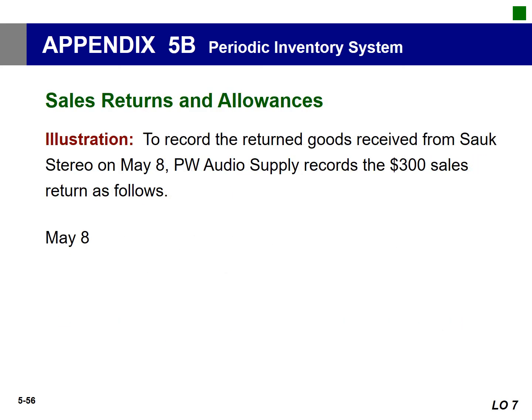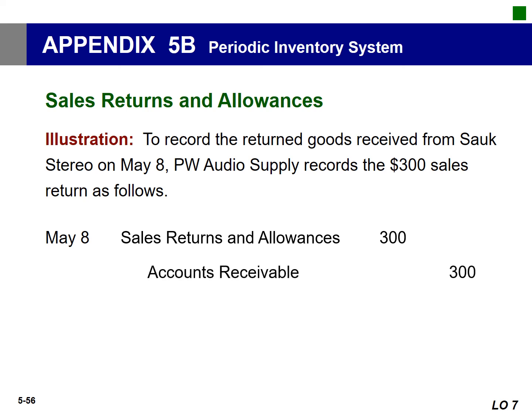The return of merchandise. We're going to go in and debit sales returns and allowances for $300, credit accounts receivable for $300, just like we did under the perpetual system. But once again, we're not going to make an entry debiting inventory, crediting cost of goods sold like we did under the perpetual system.